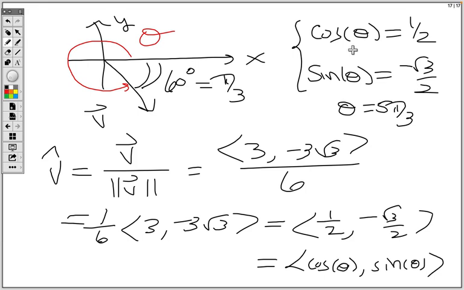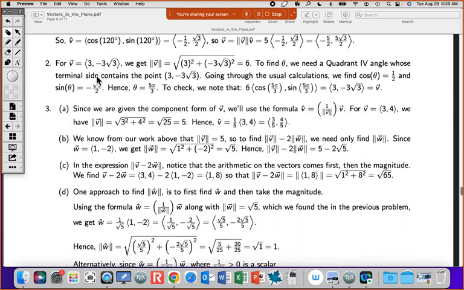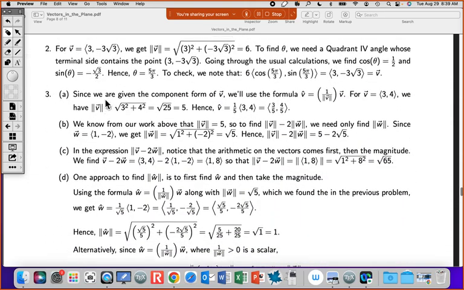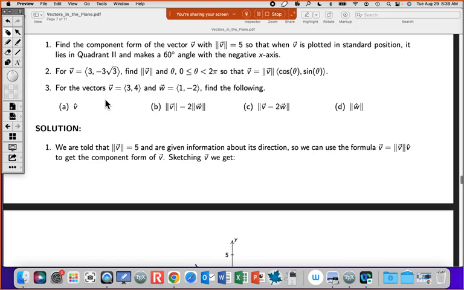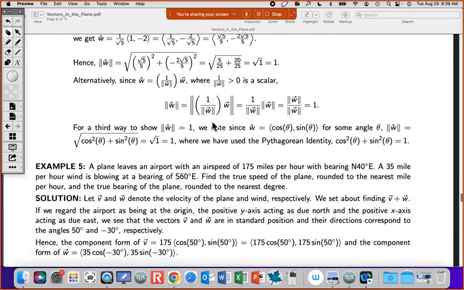So if you're given component form, you can find the magnitude with the Pythagorean theorem. Then you can scale the vector back to its direction and then get the theta from that point on the unit circle, or what have you. And then you can look at number 3. The solution's all here. Once again, if you have questions on these, just let me know.